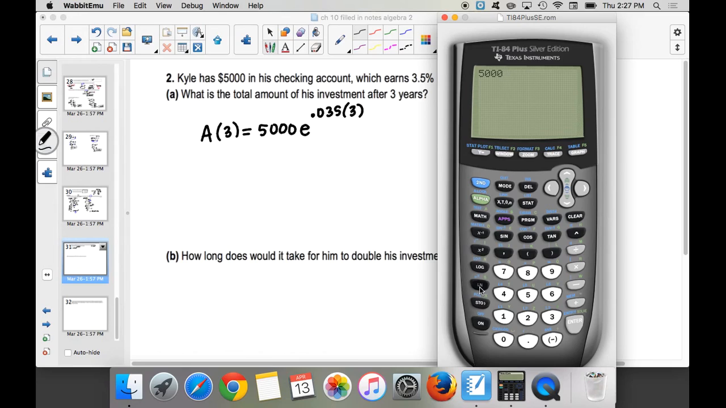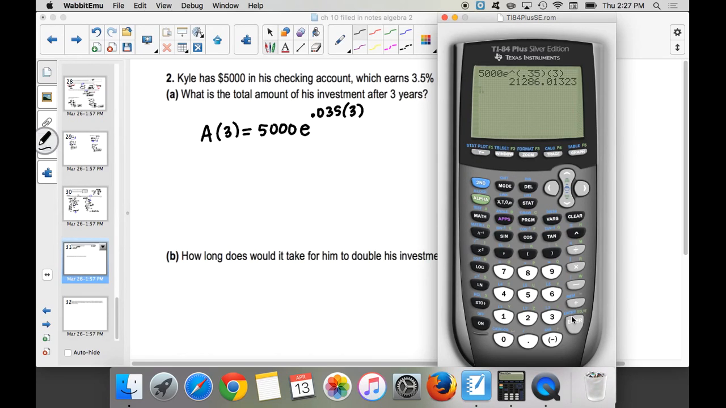e, so e is a button that's along the left-hand side. It's where the natural log is. So we do second natural log. And then I put in 0.035. And then if I ended the parenthesis and put 3, that would be wrong, okay? It would give me too much. It gives me that answer, 21,000 something.